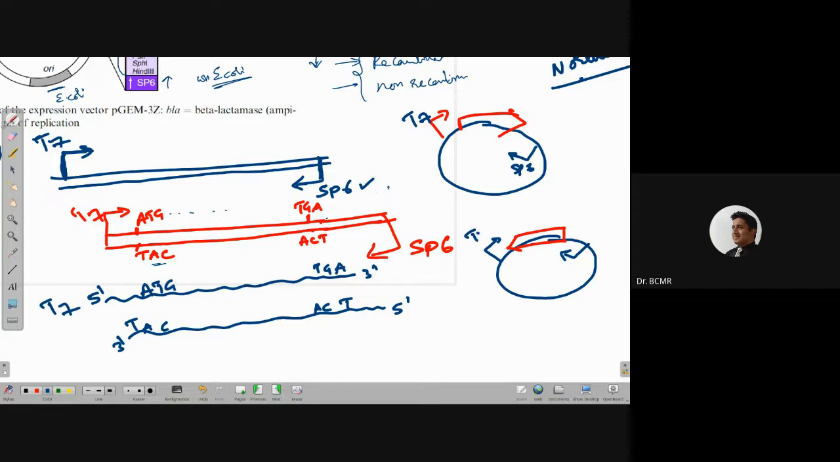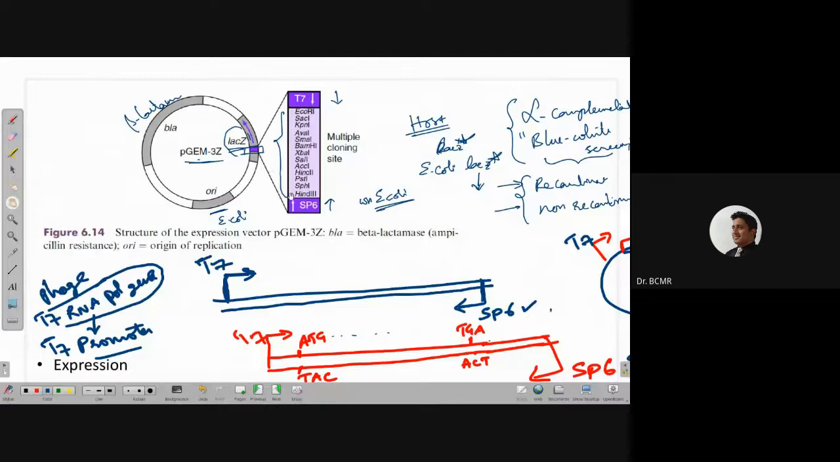In this case, if I could clone the gene of interest in this orientation, I would use T7 RNA polymerase. And then I would get the actual mRNA produced, and then the protein also. If I could not, and could only clone it in the opposite direction, then I can use SP6 RNA polymerase to get proper expression of this gene. These are the two advantages of having a construct, a vector such as this one.